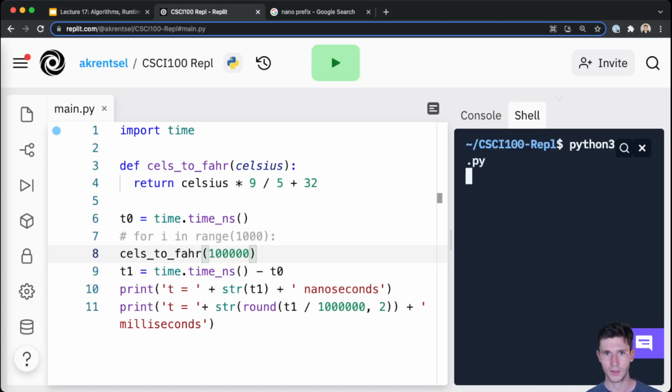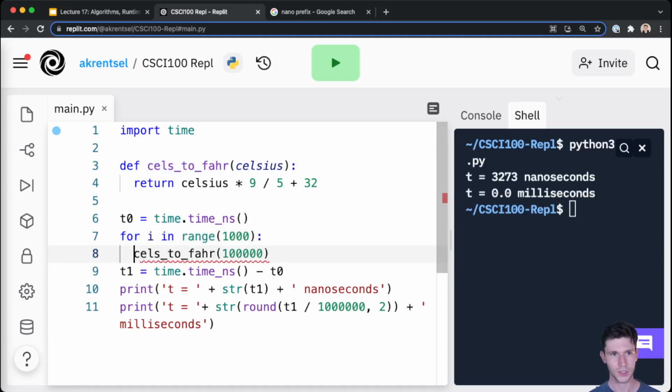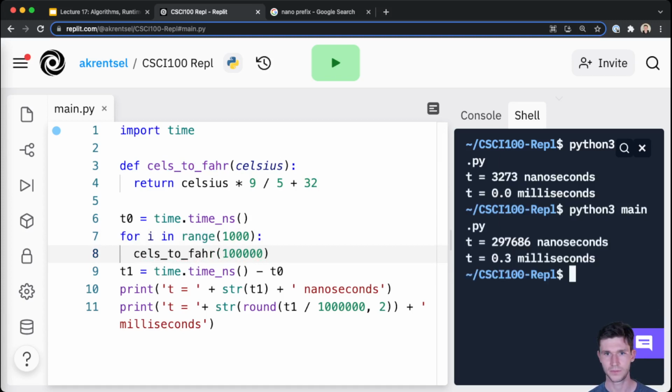So now if I do this 1,000 times, we should expect the program to take longer to finish. And in fact, it does. You can see it takes now 0.3 milliseconds. What's kind of interesting is I'm doing this 1,000 times. Notice that it's not 1,000 times bigger. It's some smaller amount. It is much bigger. It's about 100 times bigger.